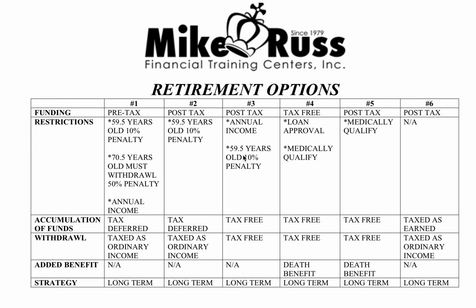So the way this whole thing's set up is we have 6 different options here. 1, 2, 3, 4, 5, and 6. Once again with no names. They're all set up the same way. You have funding. Funding is how you put the money in. In other words, how do we put the money into the investment? We have restrictions on the investment. We have accumulation of funds. How does the money grow? Withdrawal means how do we pull the money out? And then what type of added benefit and strategy is it?